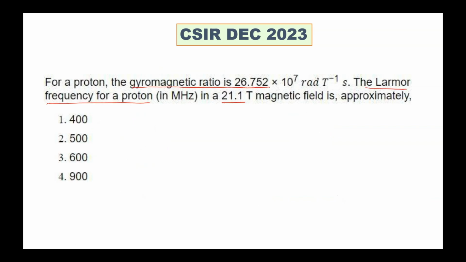This is a very recent question, December 2023. They have given the gyromagnetic ratio of the proton, which is 26.752 times 10 power 7 radian per Tesla per second, and the magnetic field, which is 21.1 Tesla. They're asking for the Larmor frequency for the proton. So we know that the Larmor frequency is equal to omega 0, which is equal to gamma into B0. Just substitute and find the answer. They have asked for an approximate answer. It comes around 600.